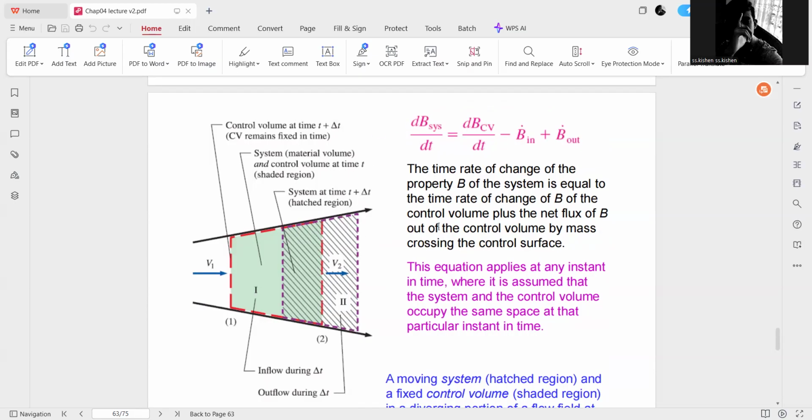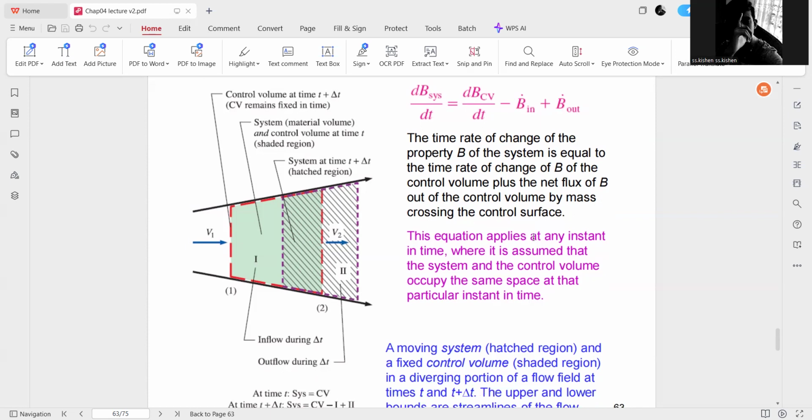In this case, we must use the equation: the total derivative of property B of the system equals the total derivative of the property in the control volume, minus the intensive property plus the extensive property. This equation applies at any instant in time, where it is assumed that the system and the control volume occupy the same space at that particular instant.